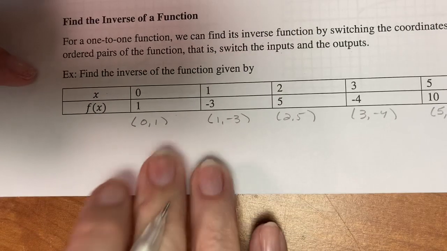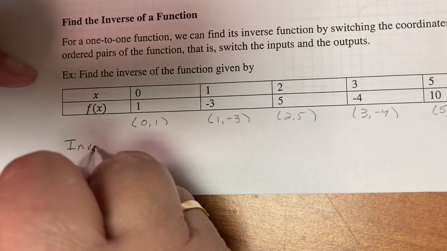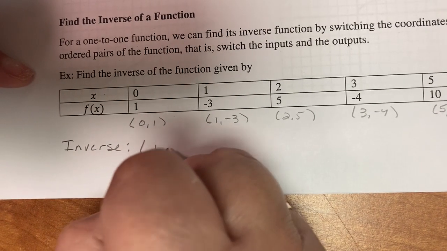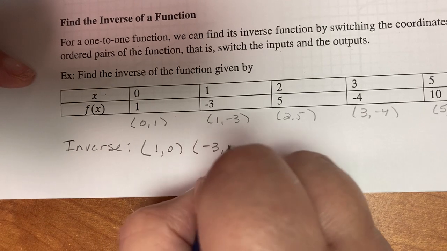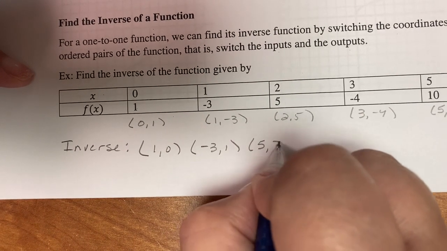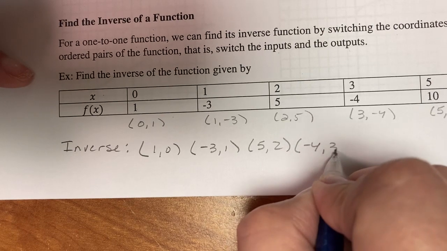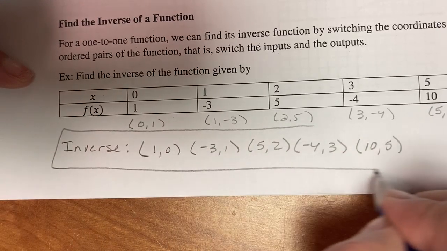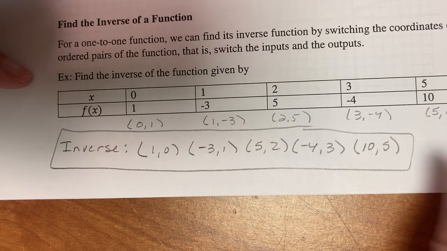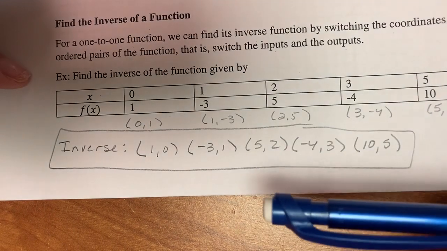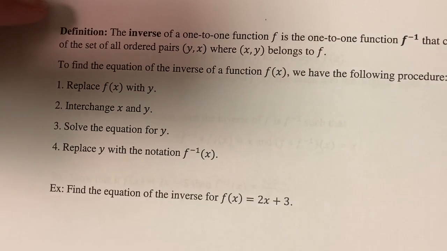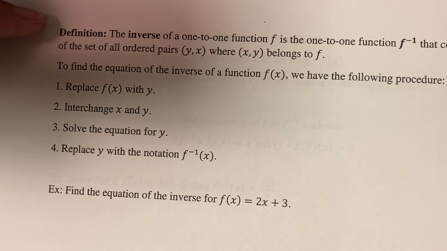To find the inverse of this function, I literally flip the x's and the y's. 1, 0. Negative 3, 1. 5, 2. Negative 4, 3. And 10, 5. And this is the inverse. So you're flipping what we call the domain and the range, which just means you flip the x's and the y's. Now, that's what you do if you're given a set of ordered pairs.